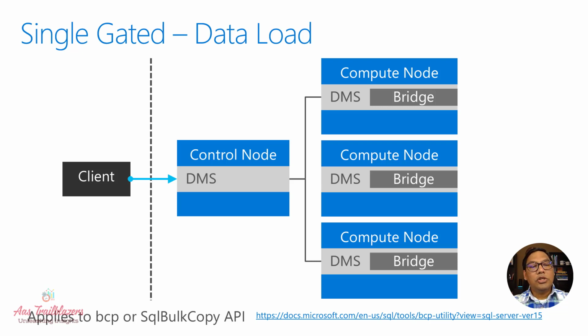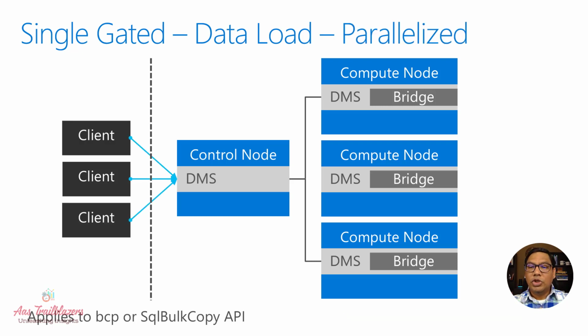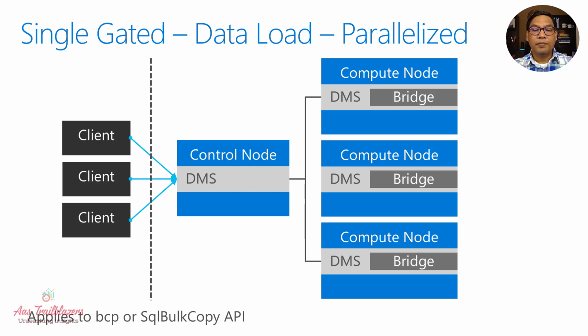The one thing that you notice here is that even though the system itself is a distributed system, the data load process is single gated. In this single gated approach, you can have multiple clients or multiple connections loading data simultaneously in parallel. While this approach might work for smaller data sets, it might not be the right way for ingesting large volumes of data, as data moves through the control node, and scaling out the cluster will not help much to optimize the data load performance.